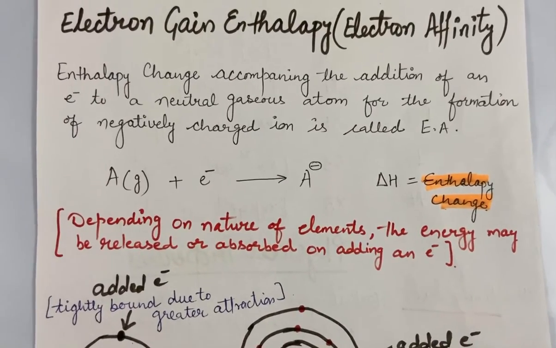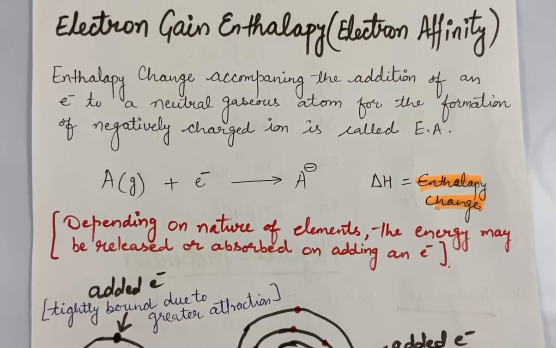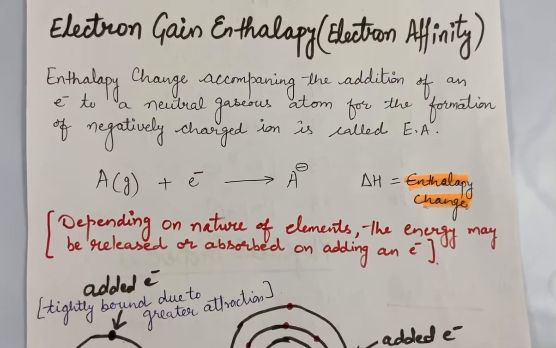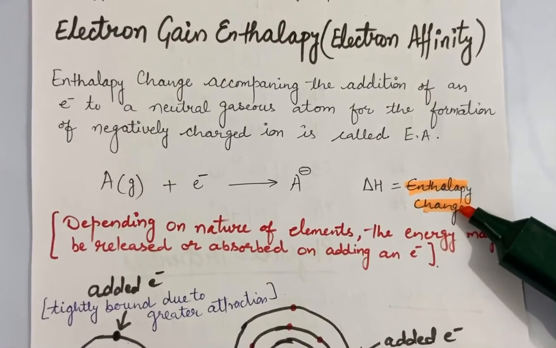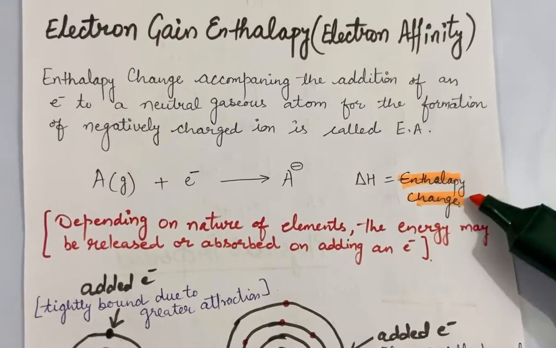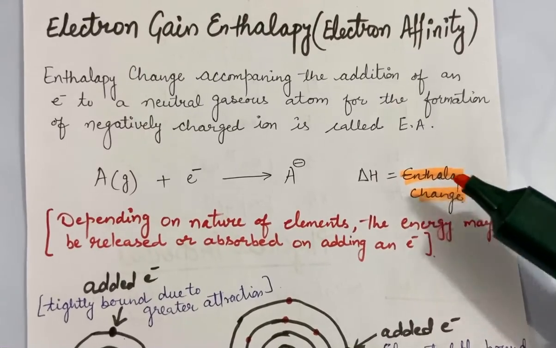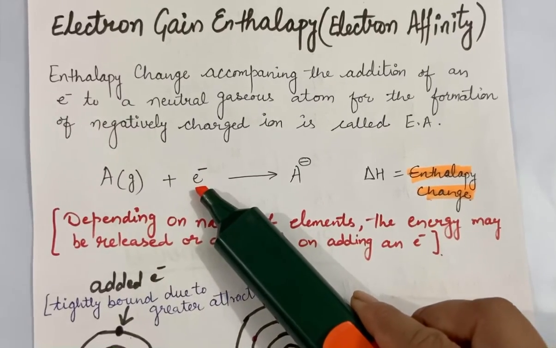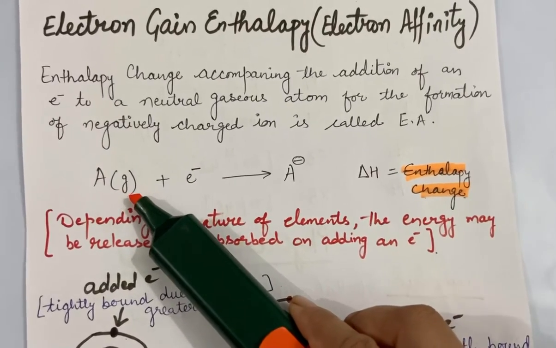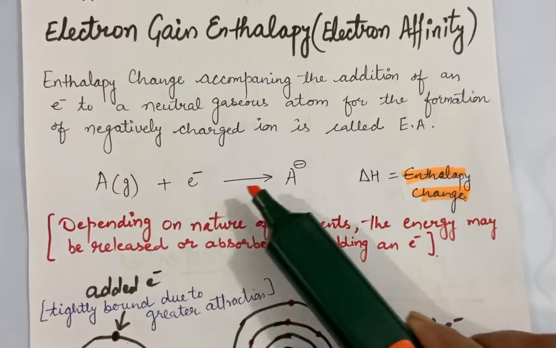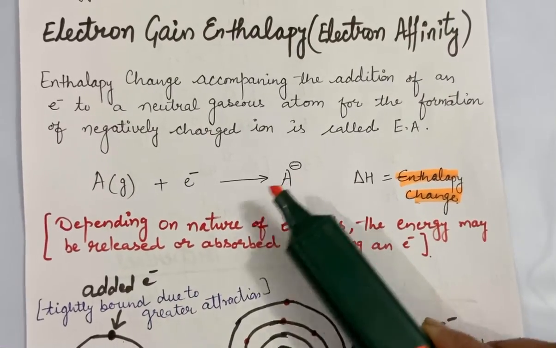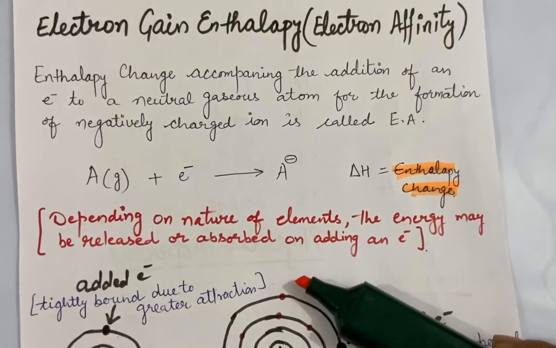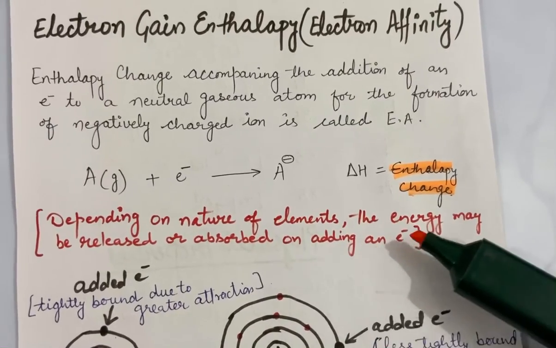Here we will discuss a very important periodic property, electron affinity. So electron affinity means the enthalpy change. That change may be negative or positive. It is the energy change or enthalpy change when an electron is added to a neutral gaseous atom to form an anion, right? So depending upon the nature of the element, the energy may be released or absorbed on adding an electron.